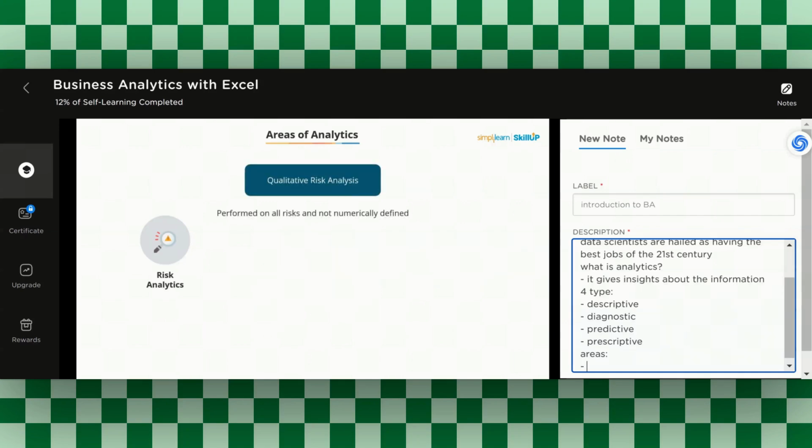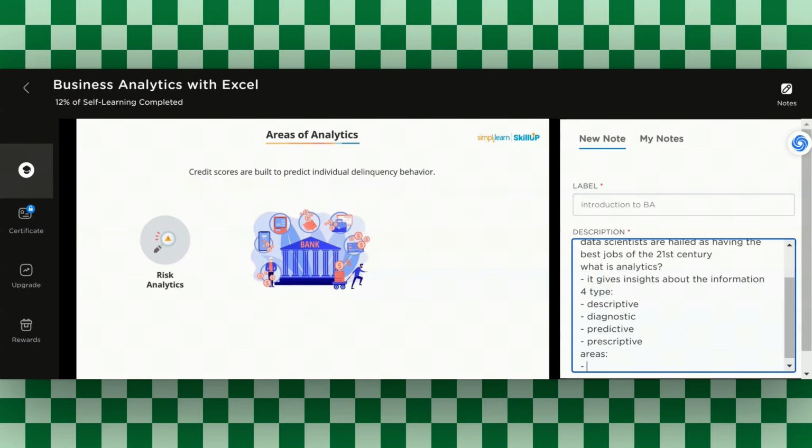Qualitative risk analysis is performed on almost all risks and is not numerically defined. This method involves defining various project-related threats and risks, determining the extent of these risks, and proposing corrective actions in order to avoid the risk. For example, in banking industry, credit scores are built to predict individual delinquency behavior and is used to represent the credit worthiness of an individual.